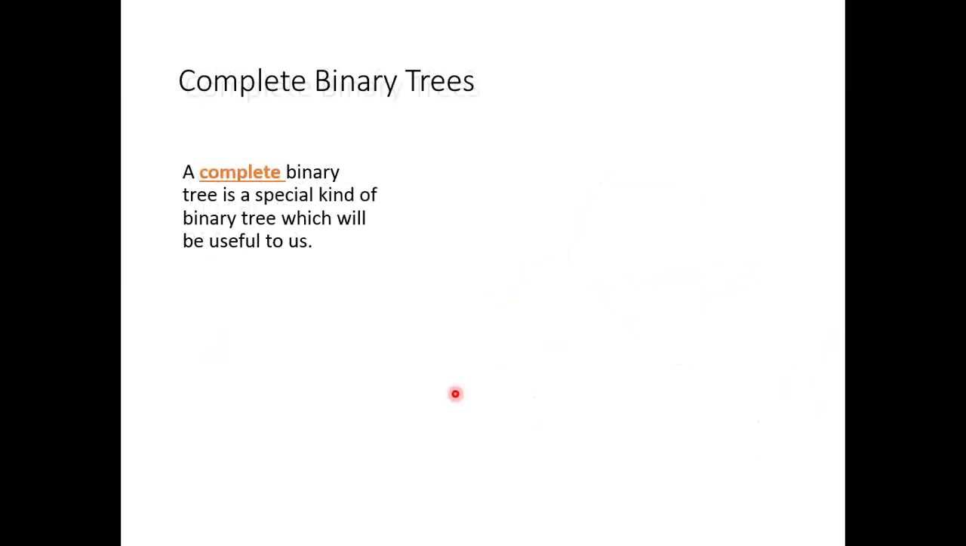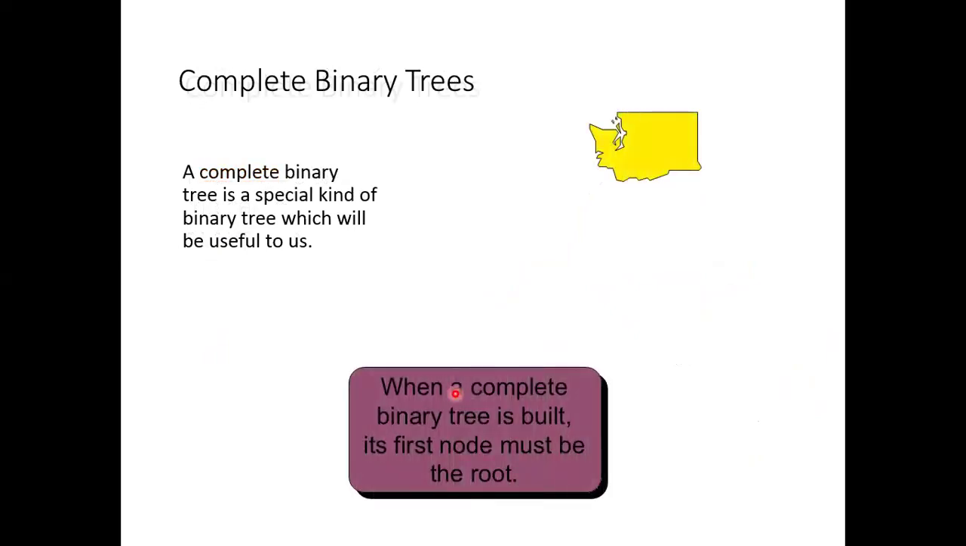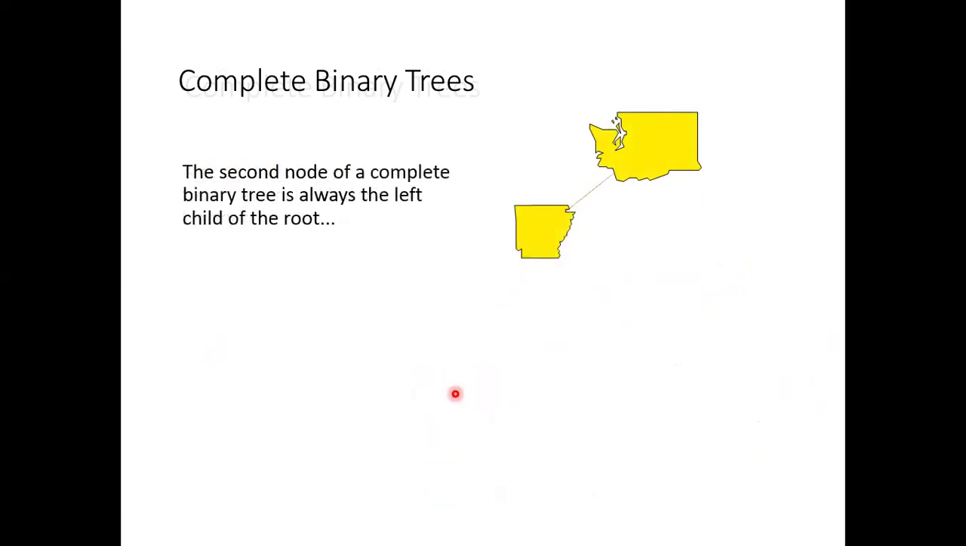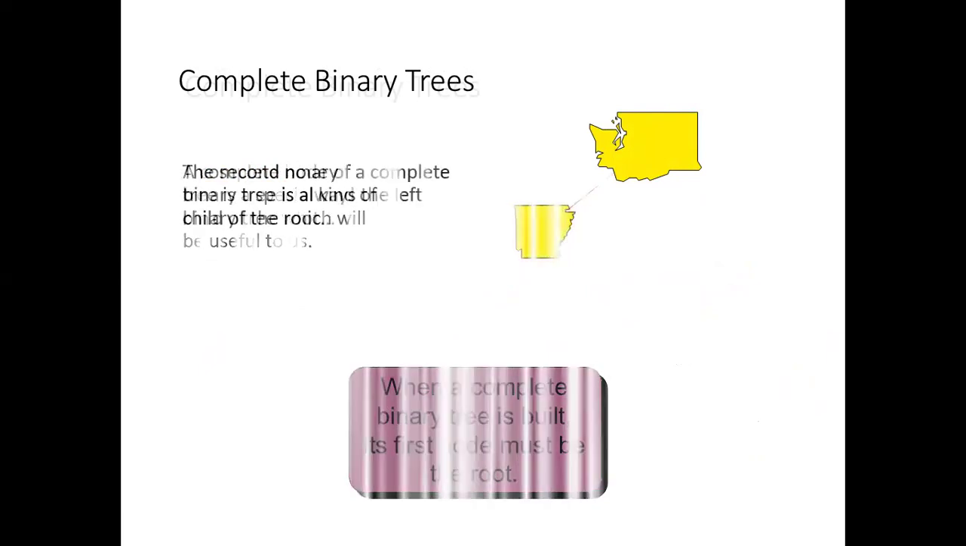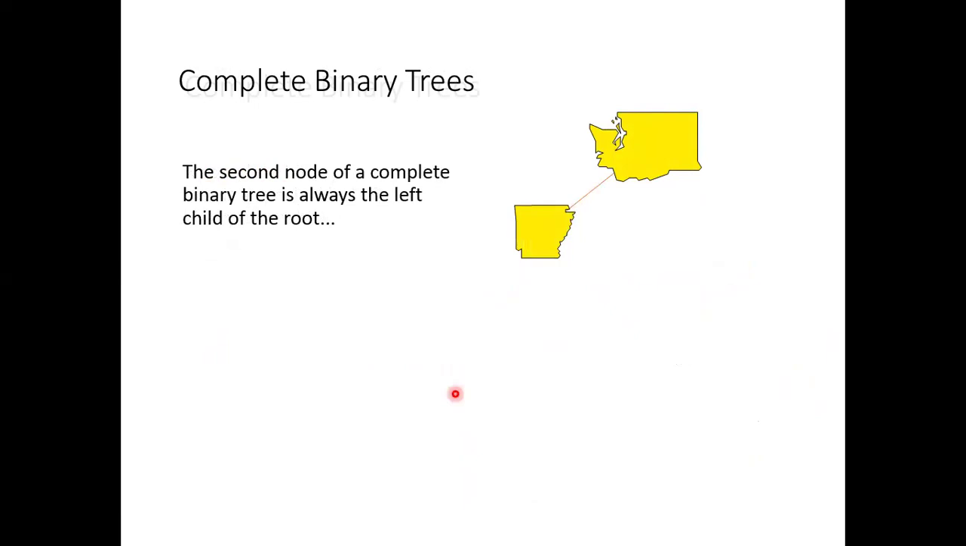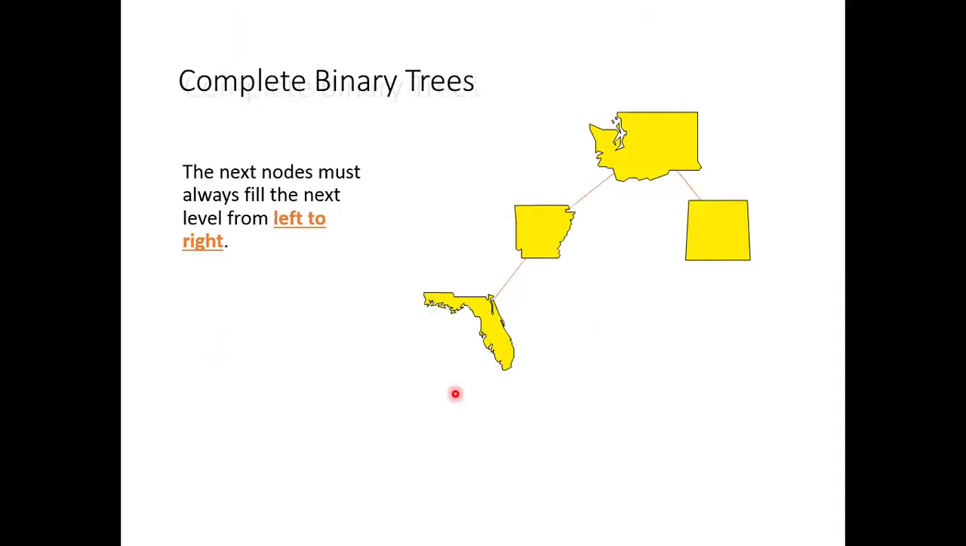When we say a binary tree is a complete binary tree, the first node must be a root node, the second node will always be the left child, and the third node will always be the right child. The next nodes must always fill the next level from the left. The new nodes should be added left and right parallelly.